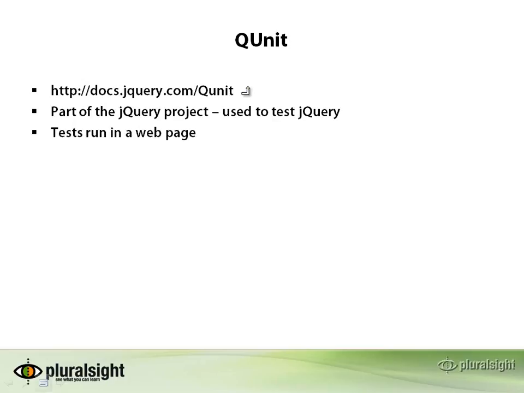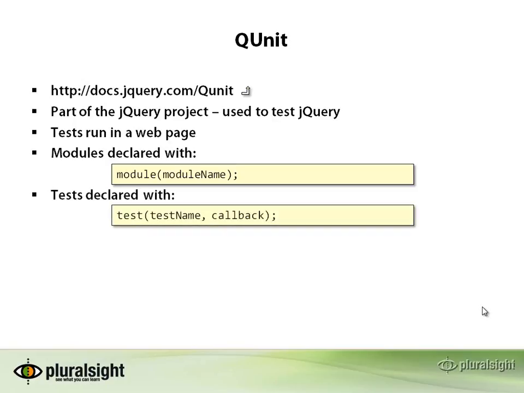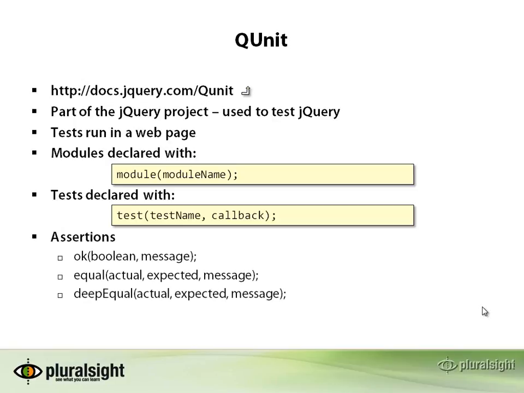When you use QUnit, you define and run the JavaScript tests in a web page. Tests are organized into modules, and modules are declared by calling the module function and passing a name. Within a module, tests are declared by calling the test function. You give the test a name and provide a callback to be executed for that test. Within the test, you have a standard set of assertions available.